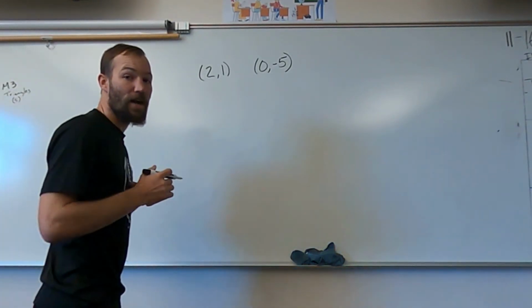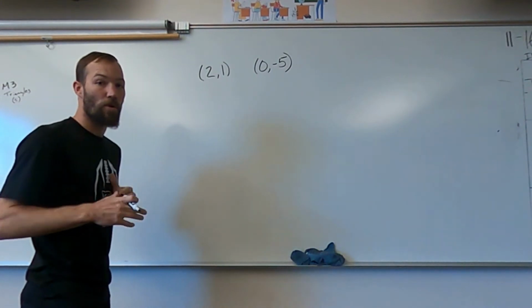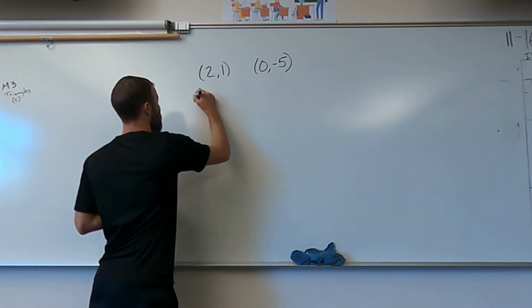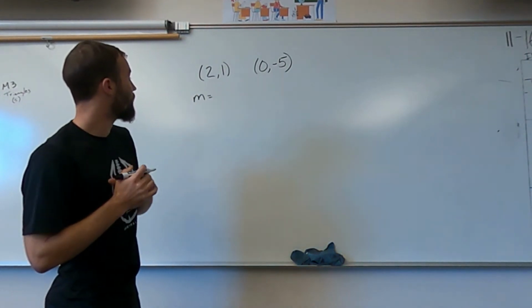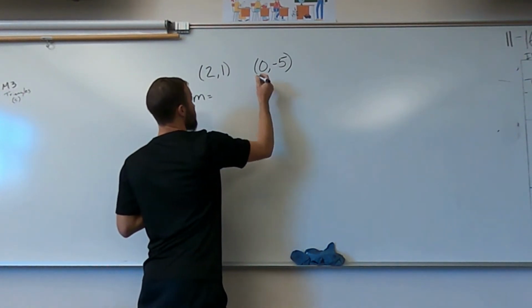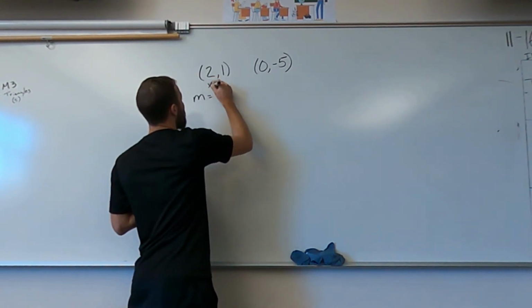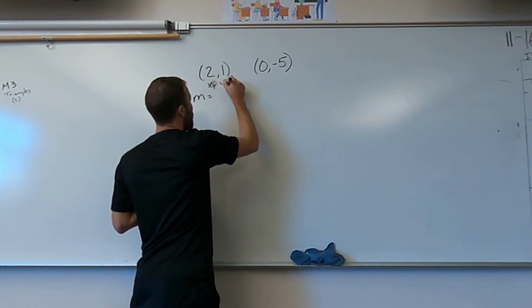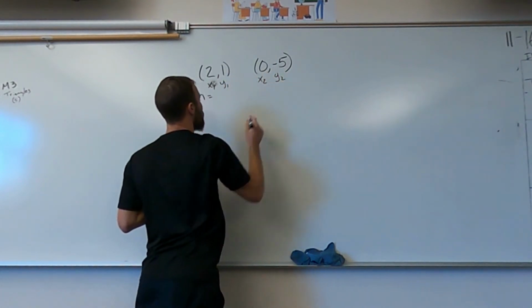All right, so if we want to find the slope of our line given 2 points, the first thing we want to find is our slope, or if we want to find the equation of our line. So in order to find slope, we're going to label these x1 and y1 and x2 and y2.